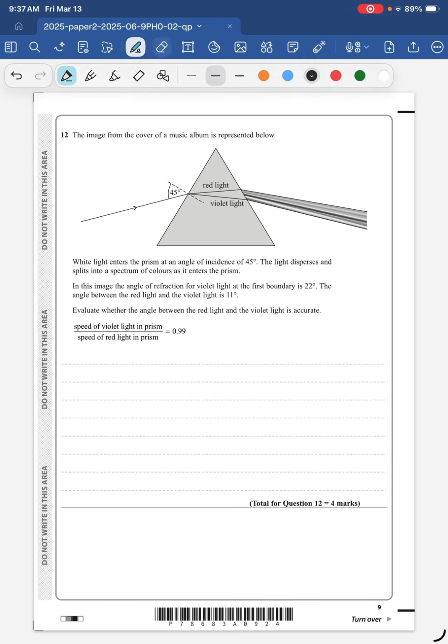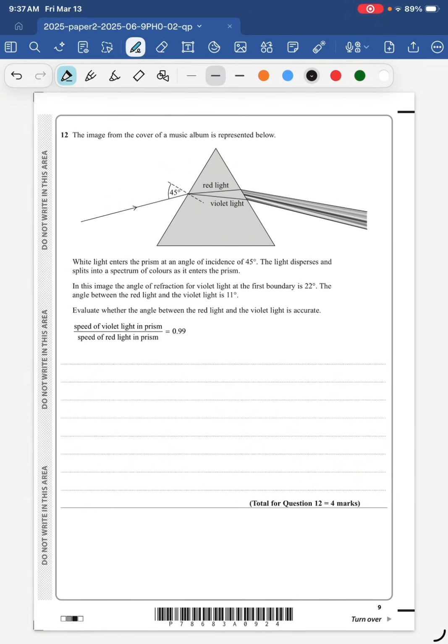All right. So white light enters the prism at an angle of incidence of 45 degrees. The light disperses and splits into a spectrum of colors as it enters the prism. In this image, the angle of refraction for violet light at the first boundary is 22 degrees. The angle between the red light and the violet light is 11 degrees. Evaluate whether the angle between the red light and the violet light is accurate. So they are referring to this angle.